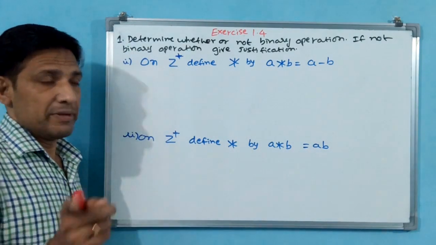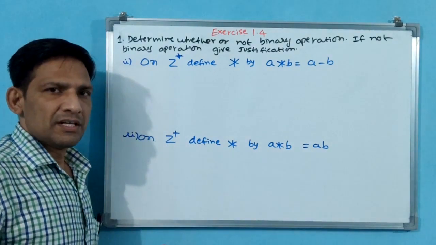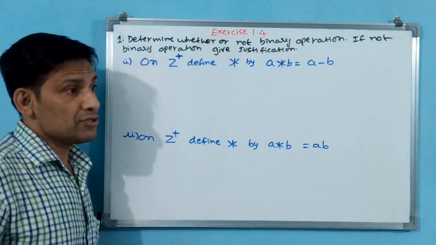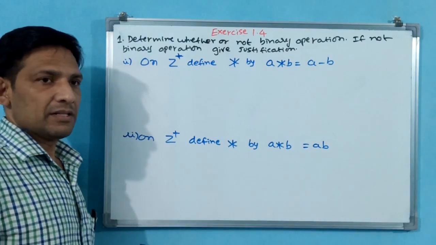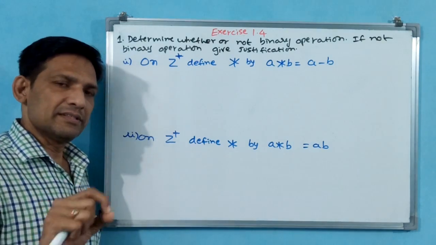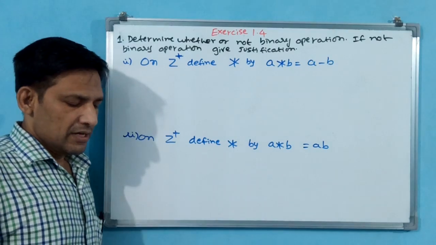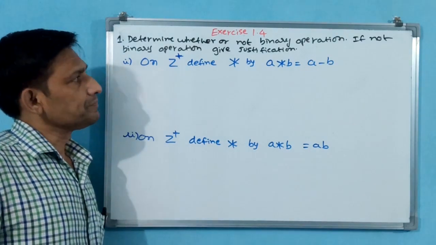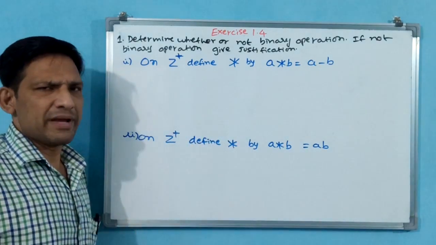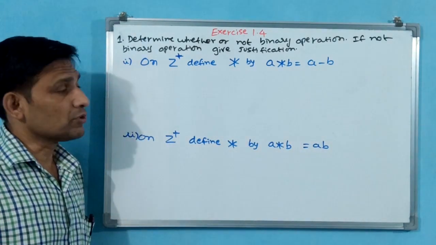On Z plus, be careful here about what they are giving. On Z plus means what? Non-negative integers. That means no negative integer will come, even 0 may come. You have to keep that in your mind. If they give it once or twice in the book, you have to memorize it like a formula, or else it may create a problem. Defined by star, star means binary operation, by A star B is equal to A minus B. This kind of question will come.